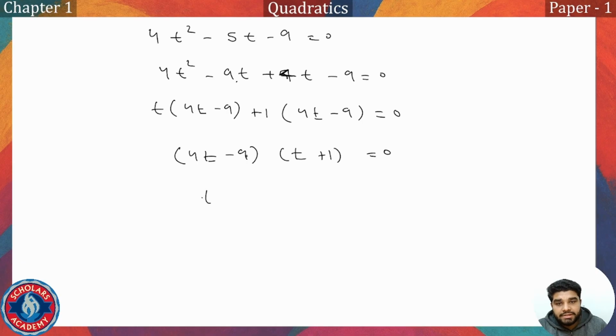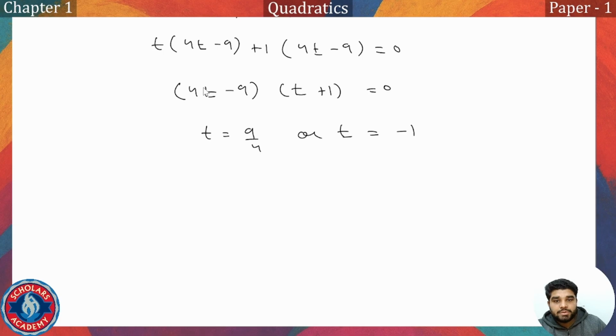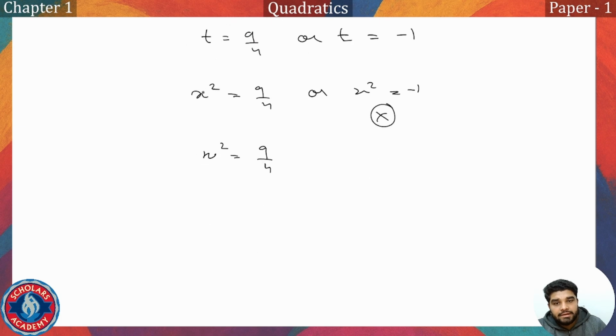Equating it with 0, I get t is equal to 9 by 4 or t is equal to negative 1. So since my value of t is x square, I'll substitute it over here. x square is equal to 9 by 4 or x square is equal to negative 1. This one is not possible. So we'll take x square is equal to 9 by 4, and from here we get x is equal to plus minus 3 by 2. So these are the two values. Let's move forward.